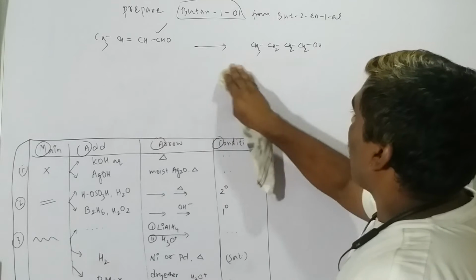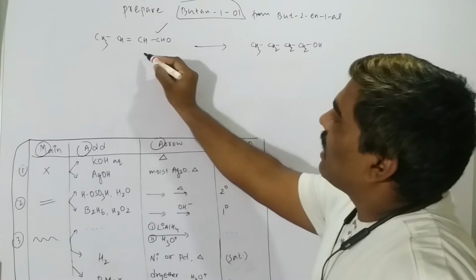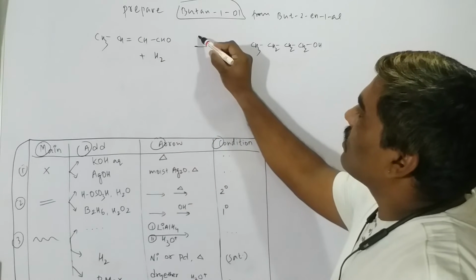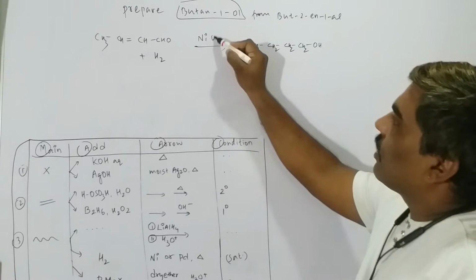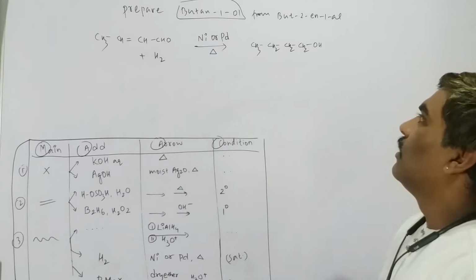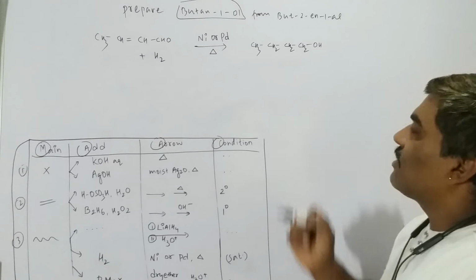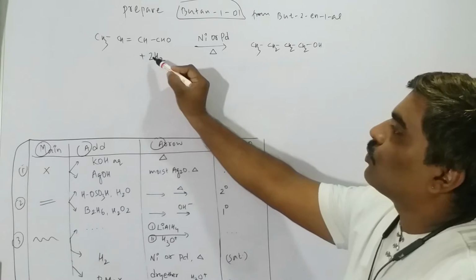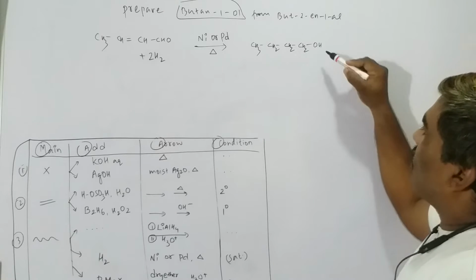Now here we'll write H2. And here this nickel or palladium, heat. Now you see this balancing, check this balancing here. Now here 2, 3, 4 means this is 2H2. So this reaction is done.